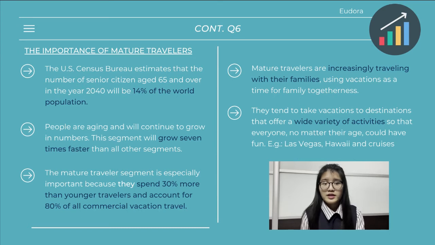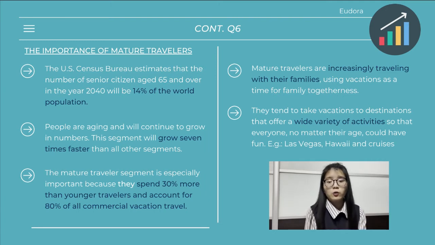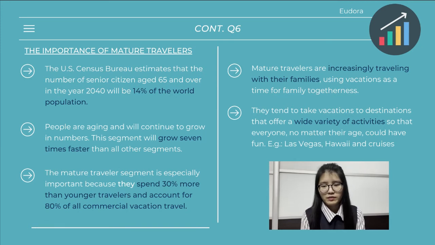Here are some other importance of mature travelers. The U.S. Census Bureau estimates that the number of senior citizens aged 65 and over in the year 2040 will be 14% of the whole world population. People are aging and will continue to grow in numbers, so this segment will grow 7 times faster than all other segments. The mature travelers segment is especially important because they spend 30% more than younger travelers and account for 80% of all commercial vacation travels.